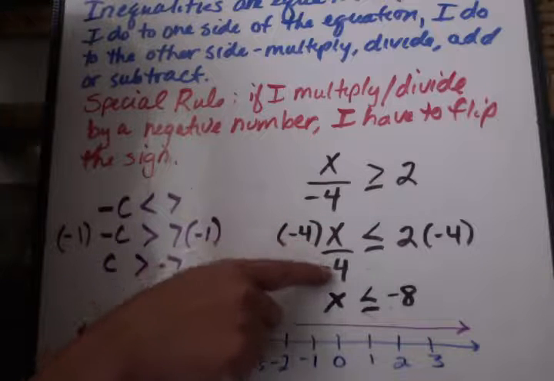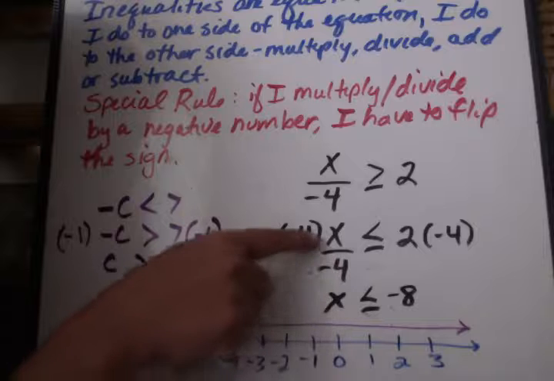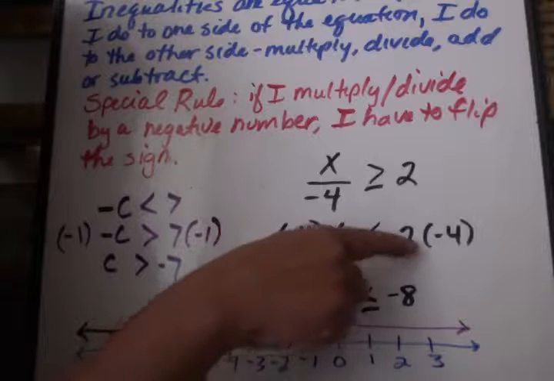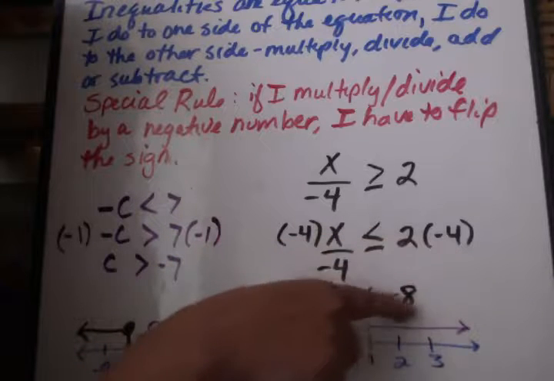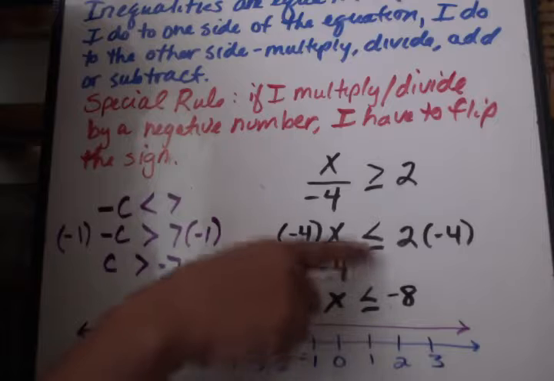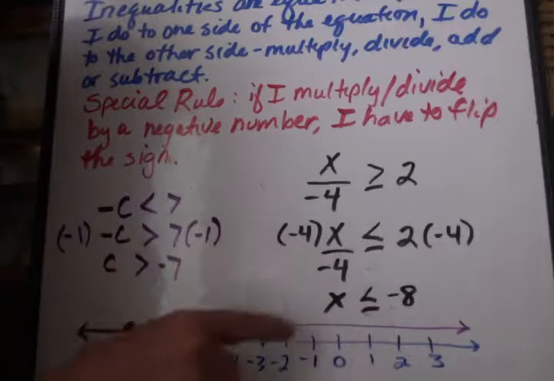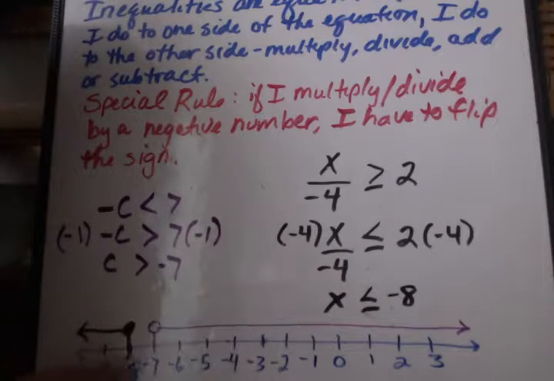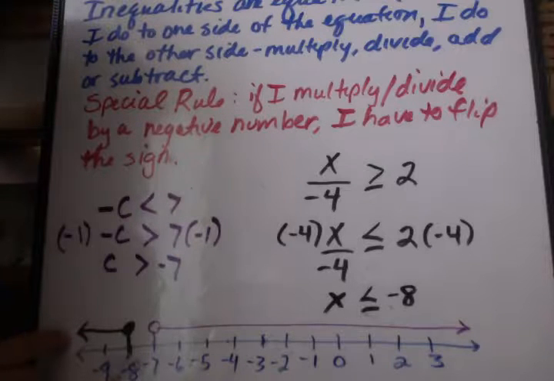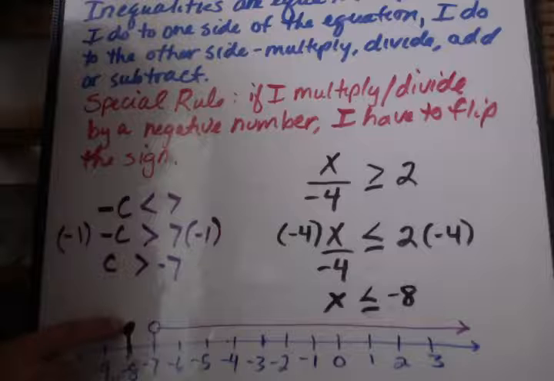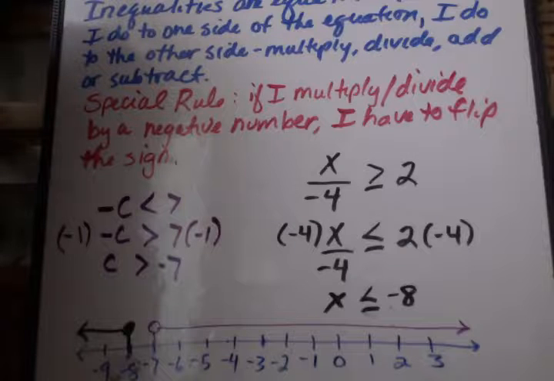So here, negative 4 over negative 4 is just 1. 1 times x is x. And over here, 2 times negative 4 is going to be negative 8. So x is going to be less than or equal to negative 8. And I go ahead and plot that. Here's the negative 8, and I want everything less than negative 8, so it would be to the left side. And this is a closed circle because of the equal sign.